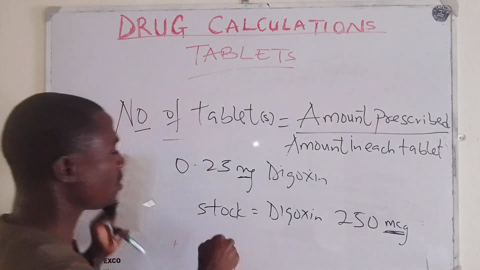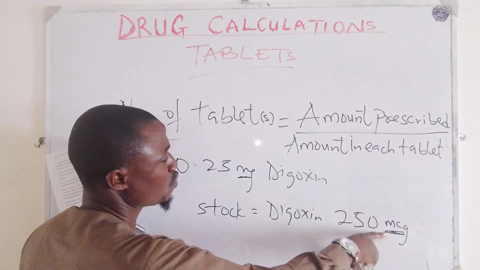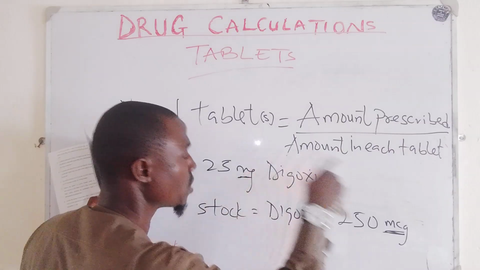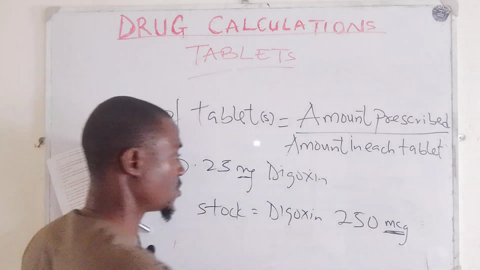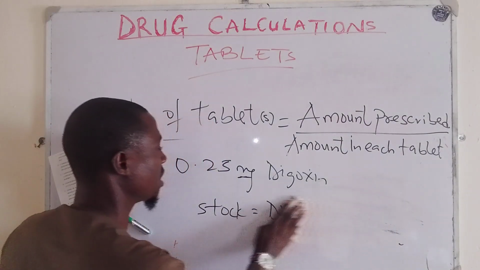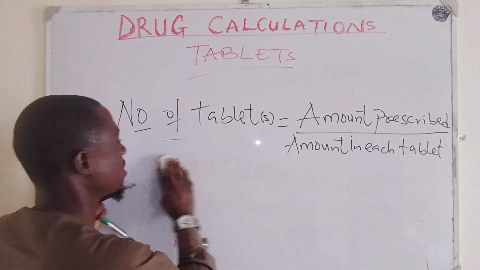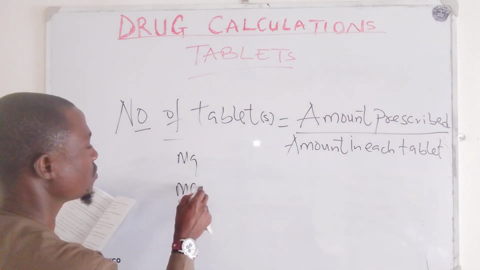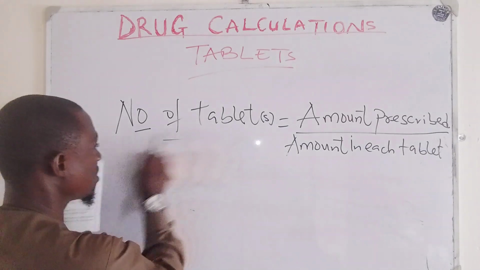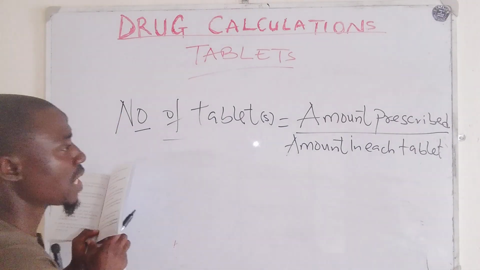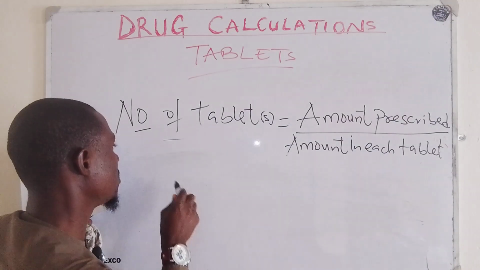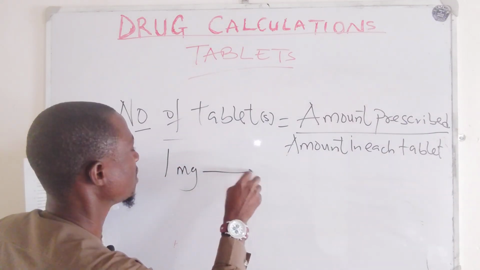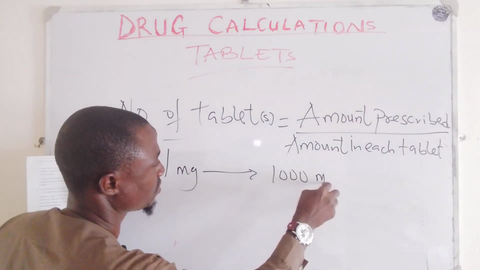So that means either we convert the amount in each tablet to milligram, or we convert the amount prescribed to microgram. Either way, you still arrive at the same answer. Let's say we are converting to the unit of the amount prescribed, which is milligram. So let's convert our microgram to milligram. If you can remember, there is a very strong connection between microgram and milligram: 1 milligram is the same thing as 1000 microgram.